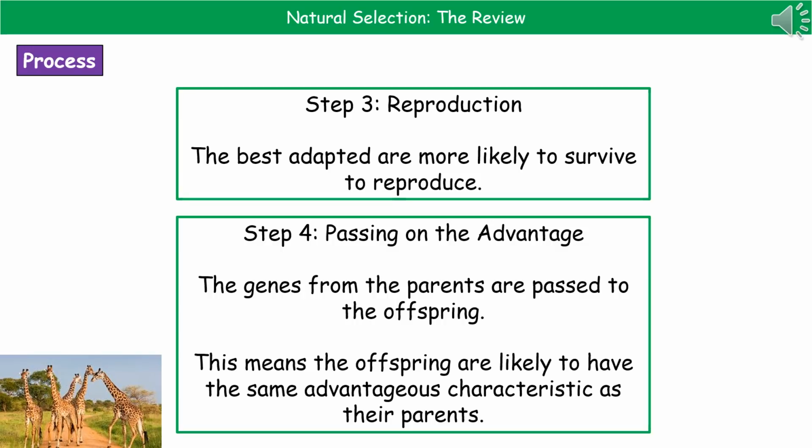The third step is the reproduction stage. So those ones that have been best adapted to survive are therefore more likely to get to the age where they reproduce. So what we then see is that leads into step 4, which is where the genes from the parents are being passed on to the offspring. So this means that the offspring are likely to have the same advantageous characteristics as their parents, because those are the organisms that have survived and therefore reproduced, therefore passing on those genes.